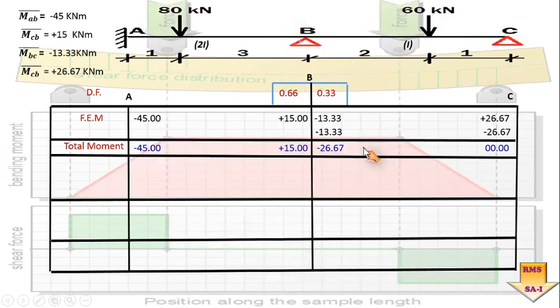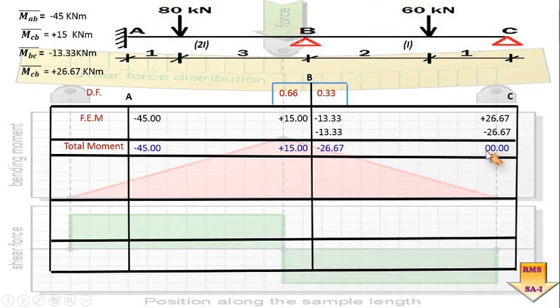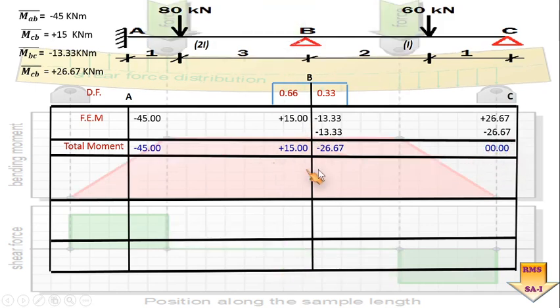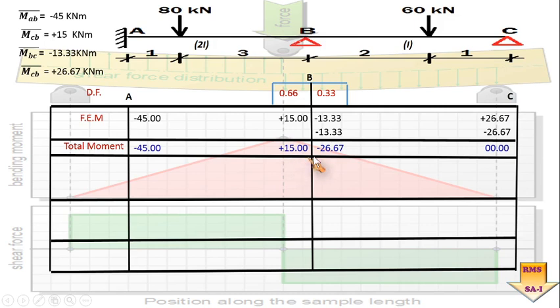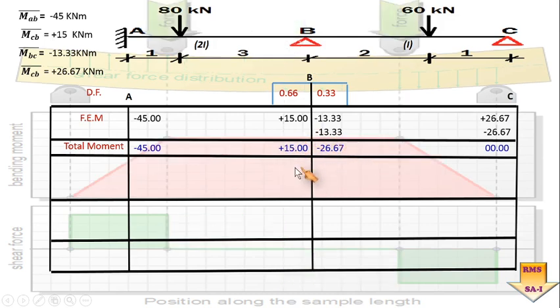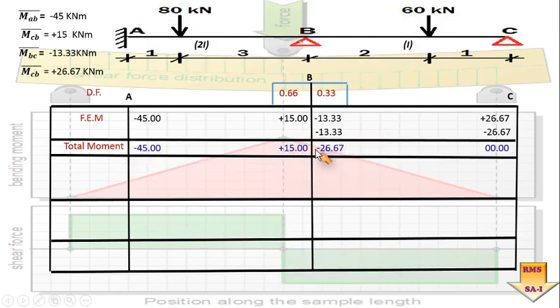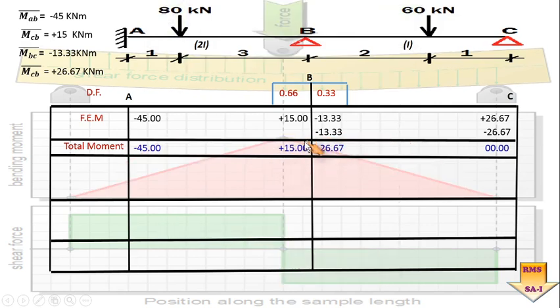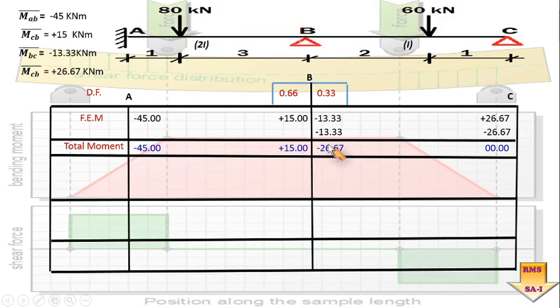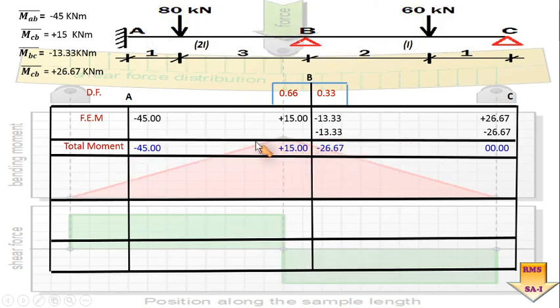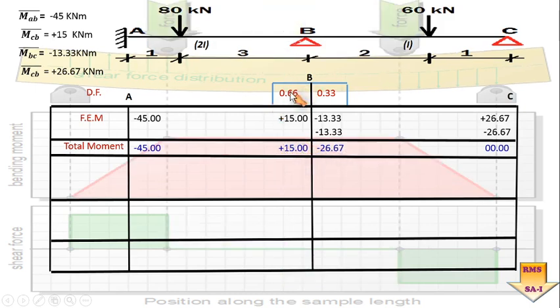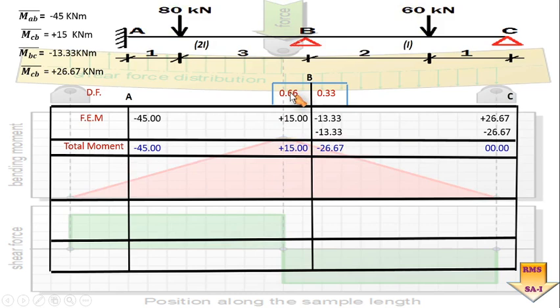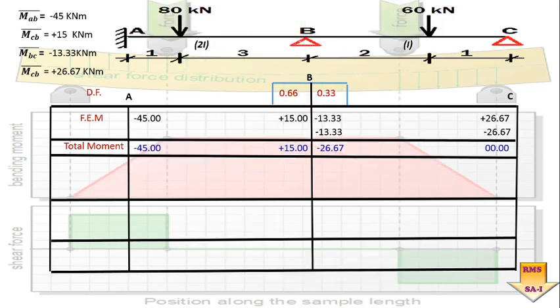Now the next thing, what we have to do here? Nothing, it is already 0. What we have to do here? There are unequal moments about the spans BA and BC. So we'll find the difference between these two, and that difference is to be multiplied by this value in the negative sense. Let me make it clear in the next step.